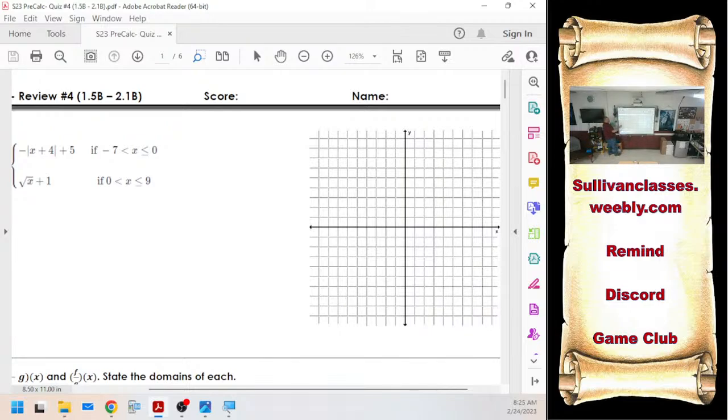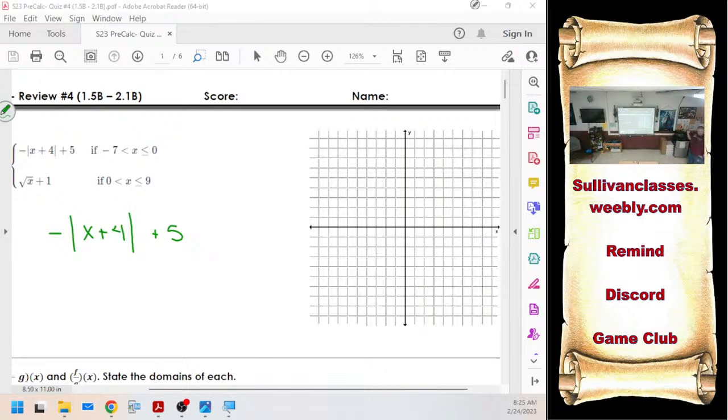Absolute value, okay, it's kind of light up here. This is a screenshot of an old copy. I didn't type it myself. So, negative absolute value of x plus 4, plus 5. By all of our transformations, what three transformations are happening there? Vertical reflection, negative out front. What's the plus 4 grouped in with x do?